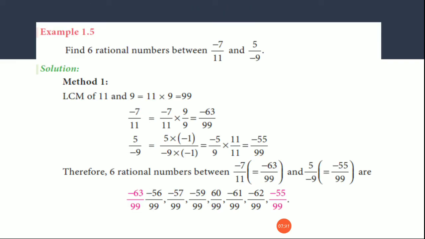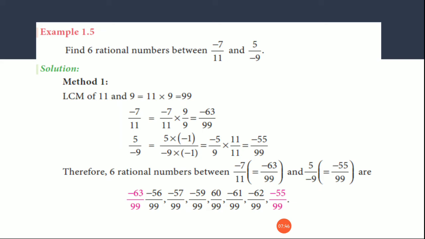Look at this example. They are asking you to find 6 rational numbers between them. First method, what we will do first, for all the sums you just go to the first method. If they are specifically asking you to apply the formula and write, you can go for the second method. Okay. Now shall we start with the first method? How will you find the rational numbers between these two fractions?